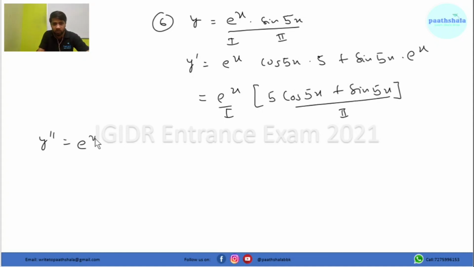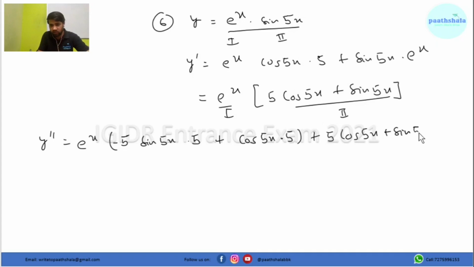So this will become e to the power x, and differentiating this, this will become 5 and cos 5x will become minus sin 5x, and we will again differentiate 5x, so this will be 5. Okay, and plus sin 5x will become cos 5x into 5. Now we'll write the second function as it is. This will be 5 cos 5x plus sin 5x. Okay, we'll write it like that and we'll differentiate the first function. So this will come out to e to the power x.